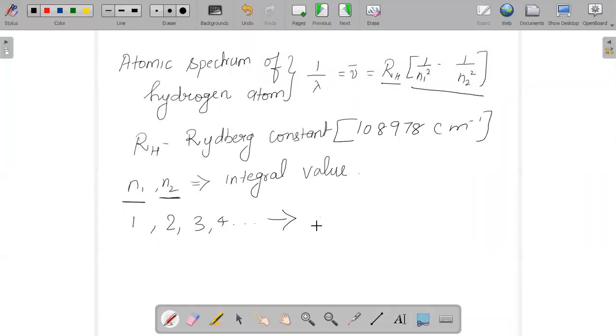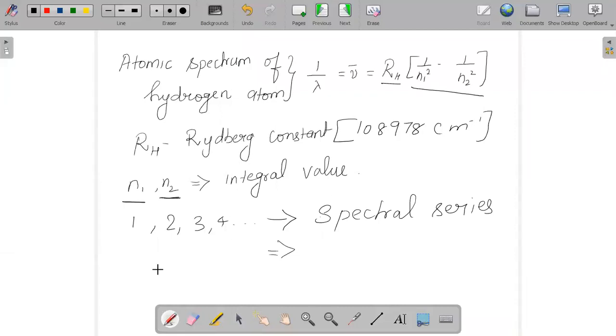And based on that, you should be able to calculate your spectral series. Spectral series will tell you, like you will have questions based on your Lyman series, Balmer series, Paschen series. So based on that, you calculate your spectral series.